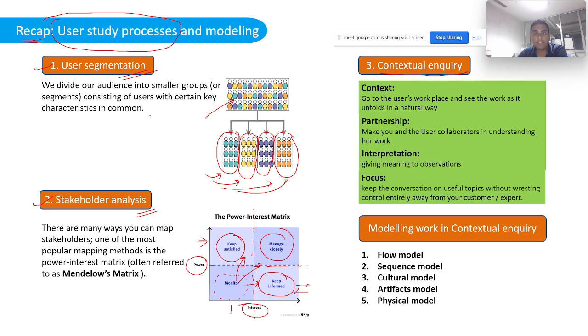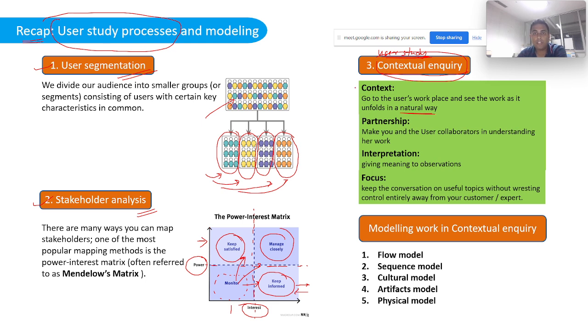After the first 2 tasks, we choose to do user study. Now there are various user study techniques. In our last class, we discussed contextual inquiry. Contextual inquiry is a technique where we visit the workplace and see the work unfold in a natural way. That means we do not disturb the user, we do not disturb the natural way the work happens, and we try to understand what activities, what workflow the user carries out, and what issues the user faces in their day-to-day activities.